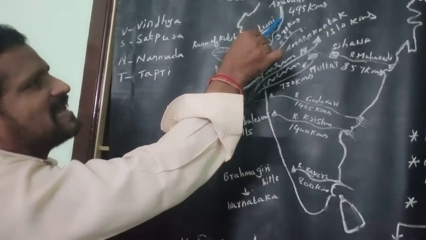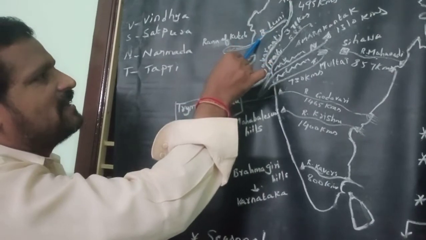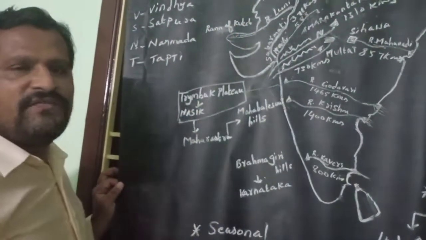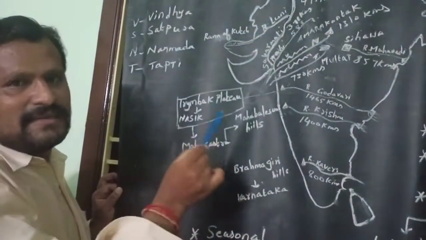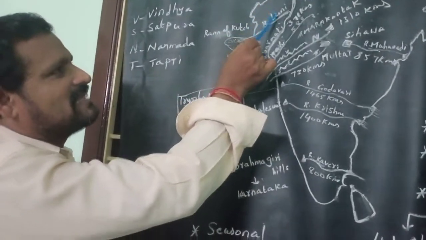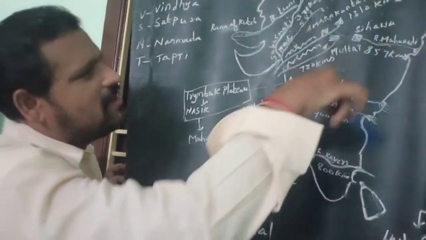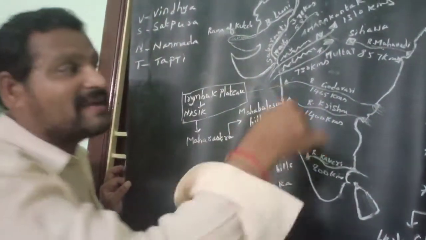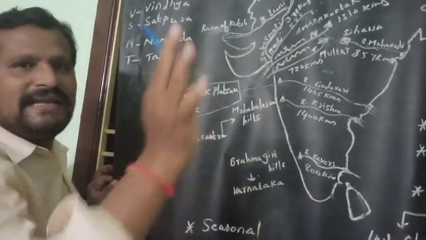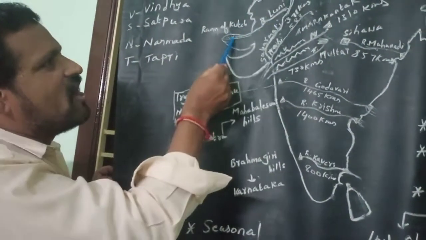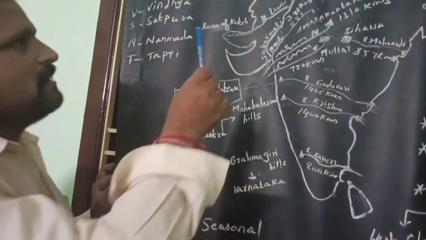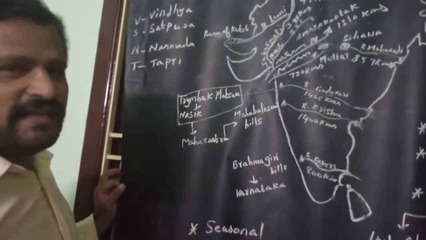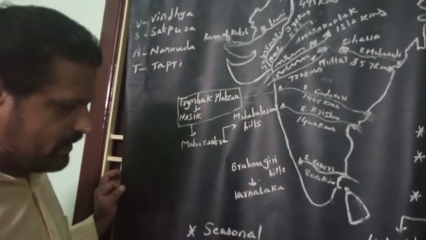River Luni rises at Aravalli Hills, flows through Rajasthan and Gujarat and reaches the Rann of Kutch. River Luni is the largest river in the Thar Desert. Generally all rivers drain into the sea, whereas the Luni river does not reach the sea; it reaches the Rann of Kutch. The length of the Luni river is approximately 371 kilometers.